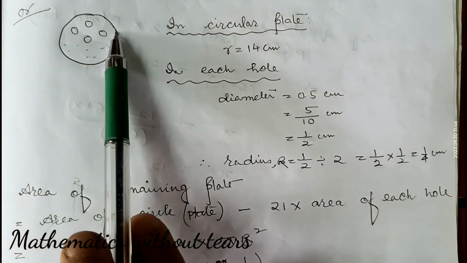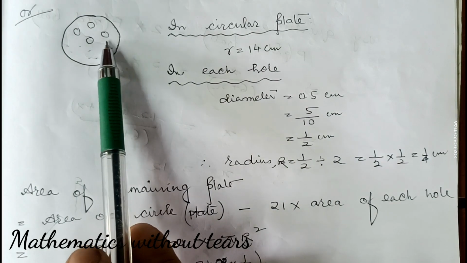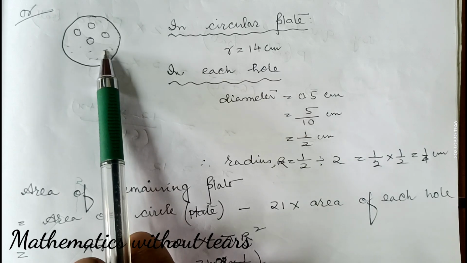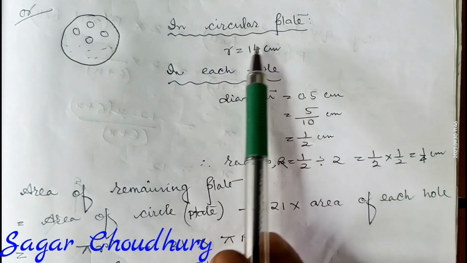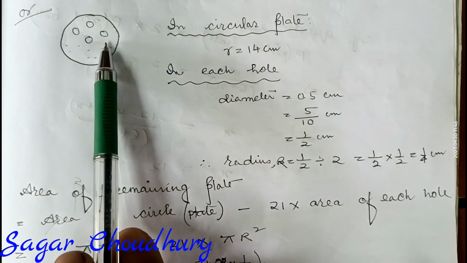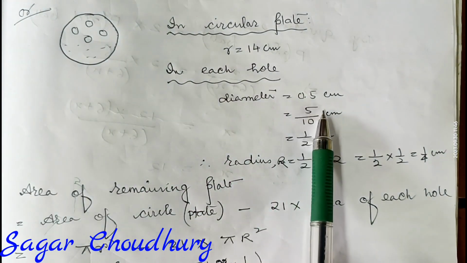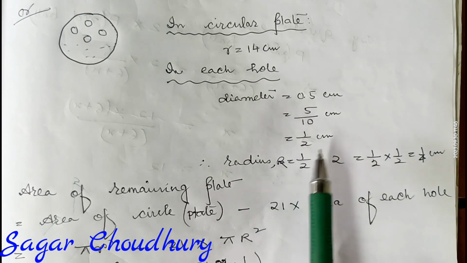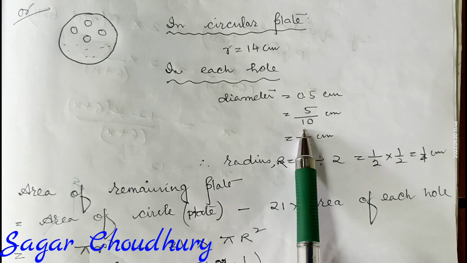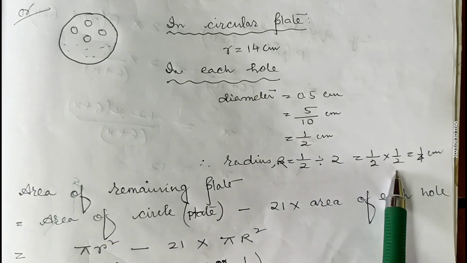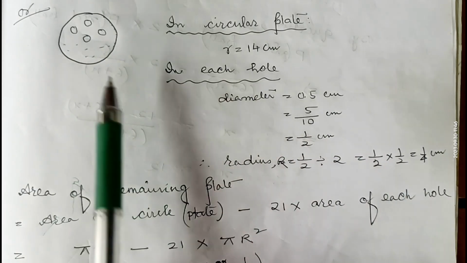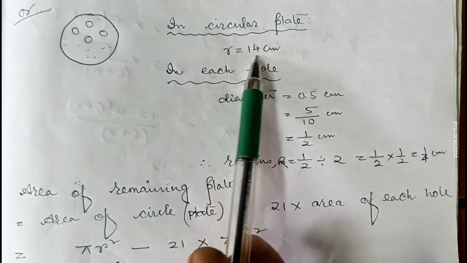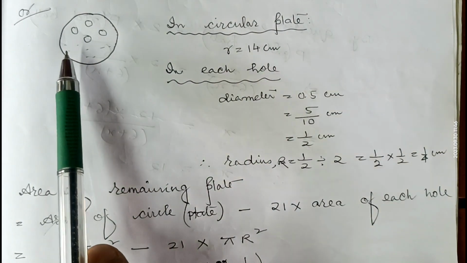Now in this question, it is given that one metal plate whose radius is 14 cm, and there are 21 small holes of diameter 0.5 cm. So the circular plate has radius 14 cm. For each hole, the diameter is 0.5 cm, which is 5/10 cm, that is half a centimeter. Now radius is half of diameter, so it is half into half, which gives 1/4 centimeter. So the radius of each small hole is 1/4 cm, the radius of the metal plate is 14 cm, and we have to find the area of the remaining part.